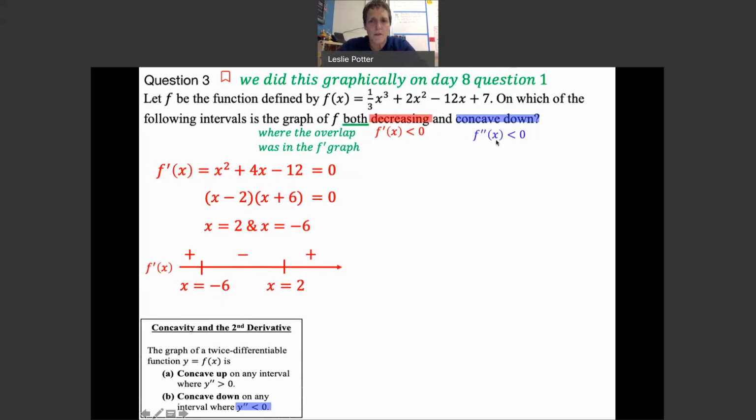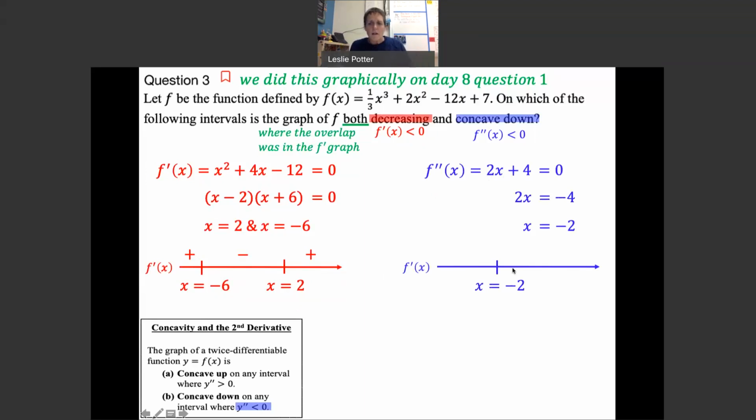Let's move on to the second derivative because that needs to be part of the solution. So differentiating this gets us 2x plus 4, setting that equal to 0. No factoring needed, obviously. So we have 2x equals negative 4 and x equals negative 2. So setting up the second derivative number line, we know we have a possible point of inflection at negative 2. It's only a point of inflection if signs switch. So let's go ahead and figure out our signs on either side.